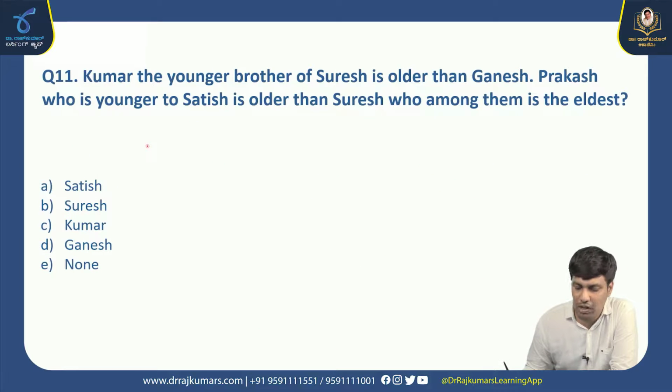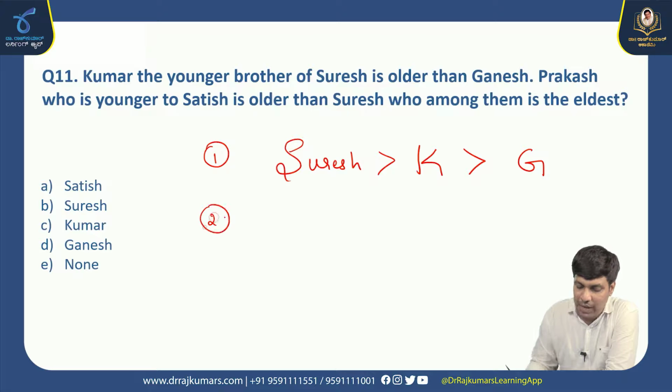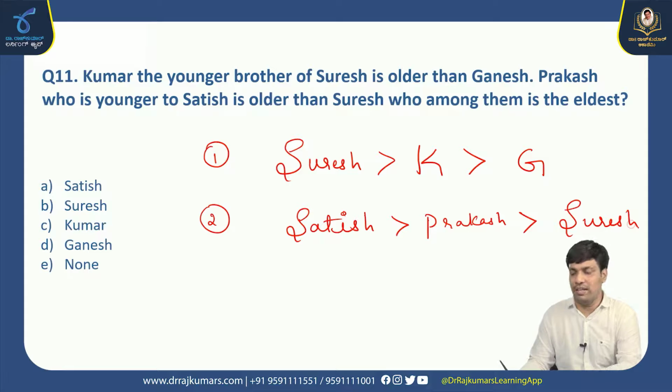Kumar, the younger brother of Suresh, is elder than Ganesh. Prakash, who is younger to Satish, is older than Suresh. Who among them is eldest? Kumar is older than Ganesh. When compared to Suresh, he is the younger brother. So in the first position we have Suresh. In the second order we have Prakash, who is the younger brother of Satish. That Prakash is older than Suresh.